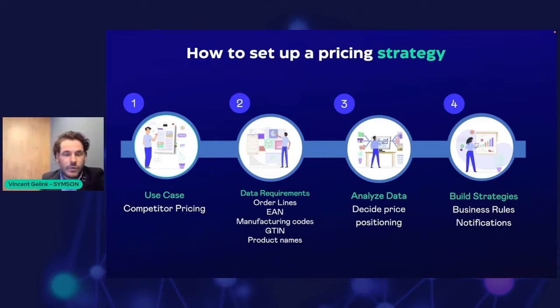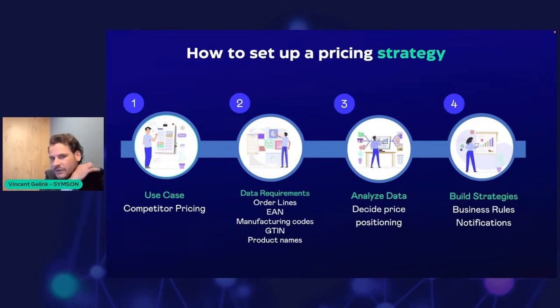So once we have determined which products we are going to use for the competitive pricing, we are going to think about which data is required to determine the strategy of this use case. So we are going to check which AON codes, order lines, manufacturing codes, GTIN or product name, what access or which kind of scraping do we need to apply to get the right data in.